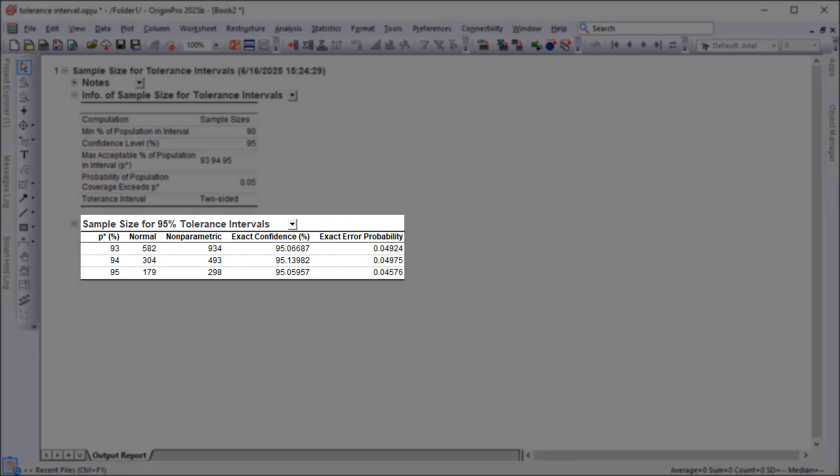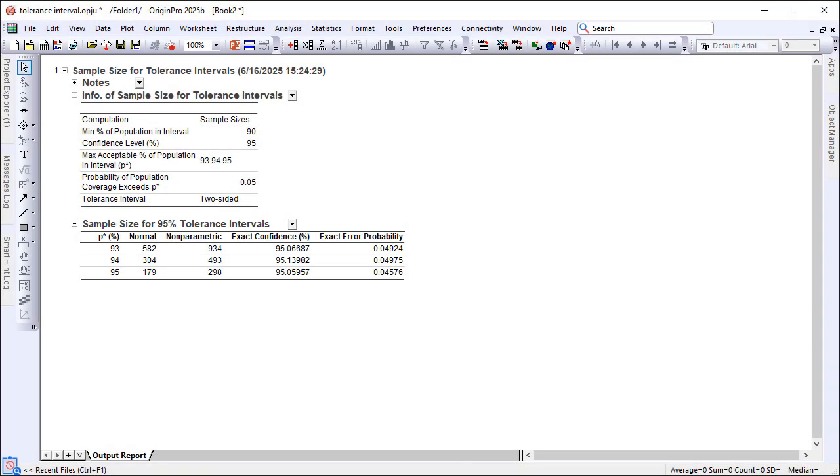The second table displays the results. We assume that paper brightness follows a normal distribution. With 582 pulp measurements, we are 95% confident that a two-sided tolerance interval covers at least 90% of the population, with a cap at 93%, and the chance of exceeding this cap is 0.05.